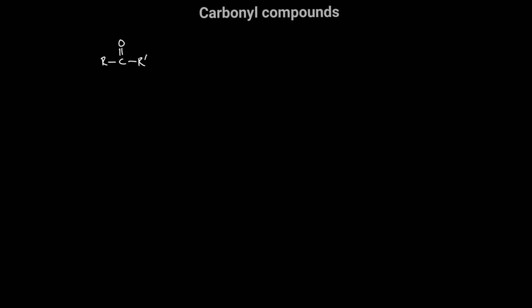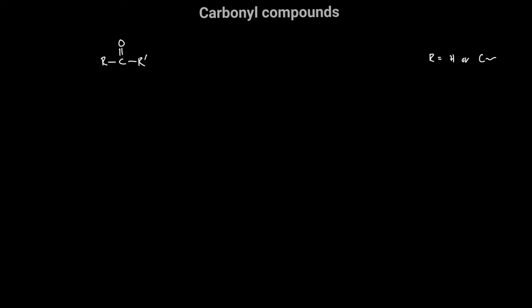And here I used R to represent either hydrogen atoms or some carbon chain. So the C double bond O, if it's bonded to a hydrogen, it's an aldehyde. And if it's bonded to carbon atoms either side, then it's going to be a ketone.